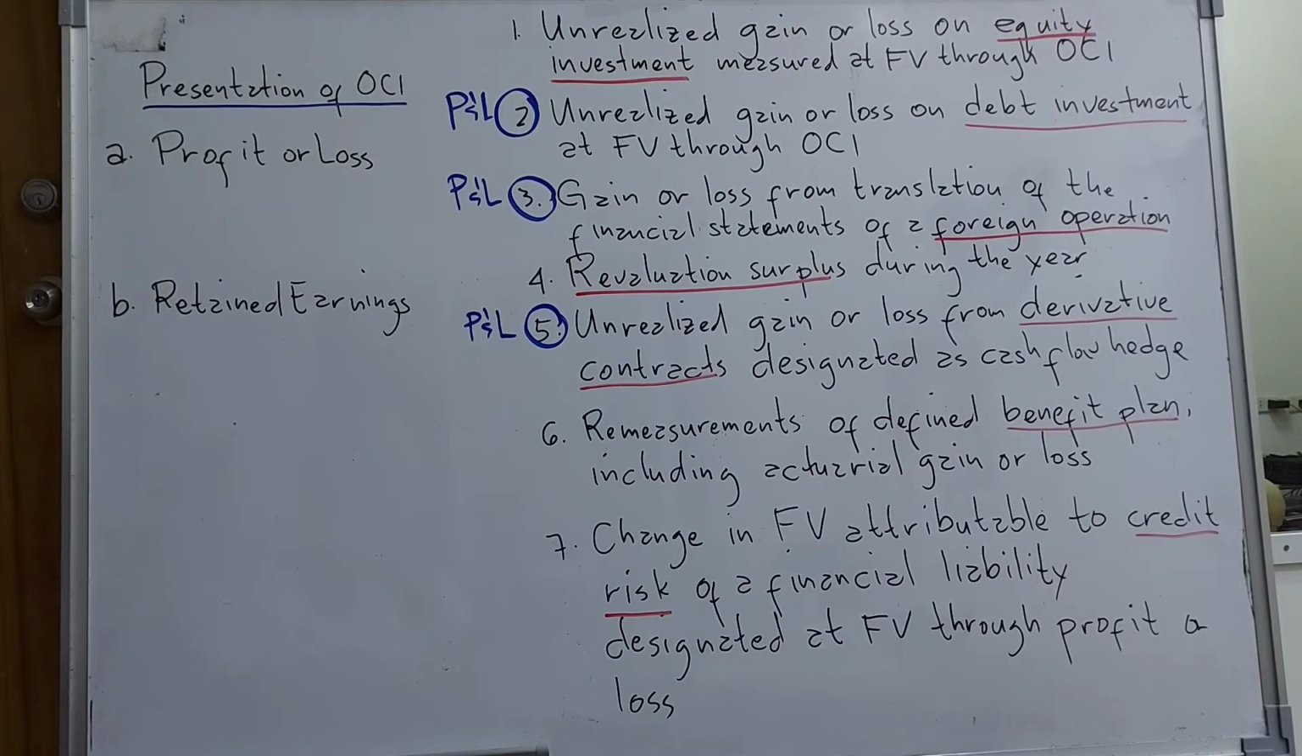Okay? So, basta tandaan ninyo, ang presentation ng OCI ay reclassify to profit or loss, yung tatlo. Unrealized gain or loss on debt investment at fair value through OCI. Gain or loss from translation of the financial statements of a foreign operation. And number 5, unrealized gain or loss from derivative contracts designated as cash flow hedge. So, yung tatlo na yun. So, yung remaining na apat, siya ay reclassify kay retained earnings.